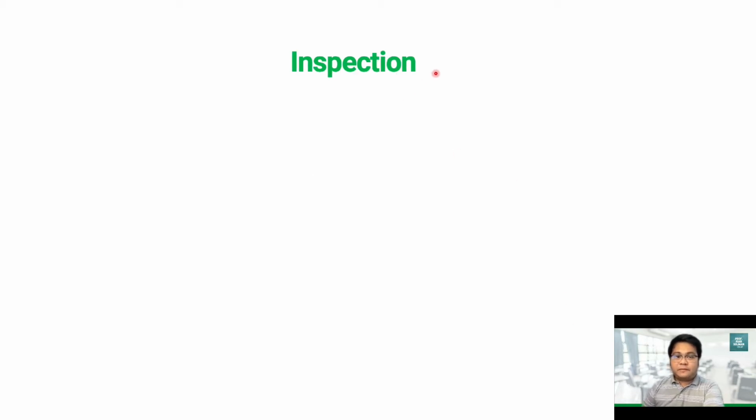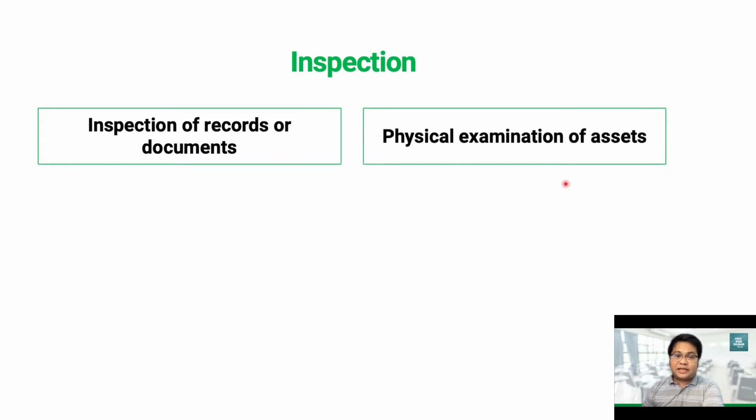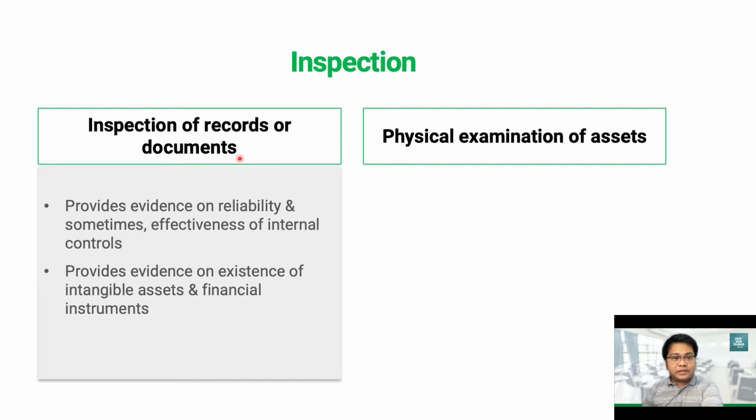So next, another type of audit evidence that we obtain, we have inspection. And again, as mentioned earlier, it consists of inspection of records or documents or physical examination of assets. So both are forms of inspection. So we inspect records or documents in connection to obtaining evidence about the reliability and sometimes effectiveness of internal control. Like for example, we want to obtain evidence about a process being performed by the client. So we can do so by inspecting the related document being used in that process.